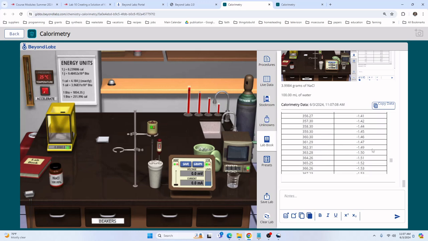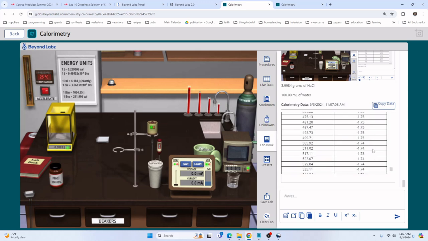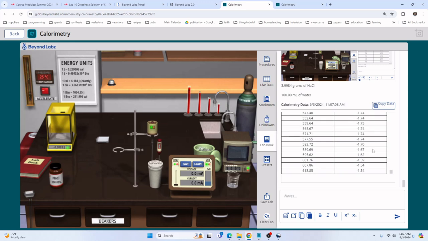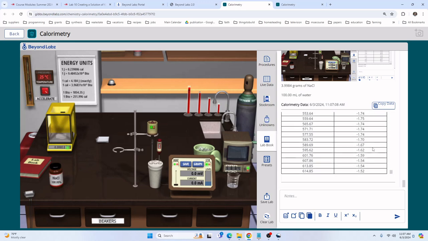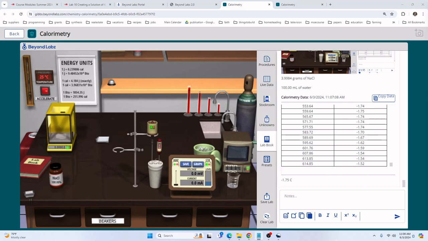And then our lowest temperature was what? Negative 1.75. We hovered there for a while and then began to increase. So negative 1.75 was our lowest temperature, and I'm going to put that over here. Let's put that here, negative 1.75, and I'm just going to put a C since I don't have a degree symbol here. You can probably find one if you look. All right, and so that is my lowest temperature. I'm going to make a note of that in my notes over here, and then we can do the calculations.